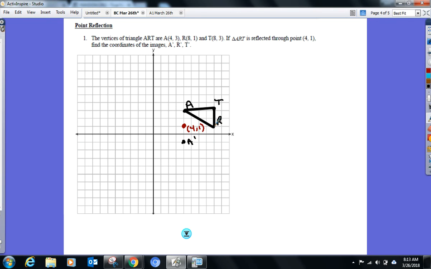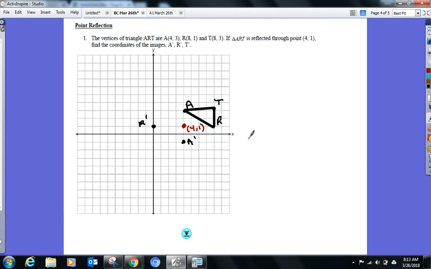I can do the same thing for R. How far is R away from (4,1)? Should be how many units? 4 units. So I go 4 units in the other direction and get to R prime. Now what about T? And don't do this. Don't go, oh, well, T is only so many units from A, so I'll go that many units that way. What if you get a diagram where there's a horizontal and a vertical line, and you're stuck? How can I find, given T, reflect it through (4,1) without using anything from A and R?